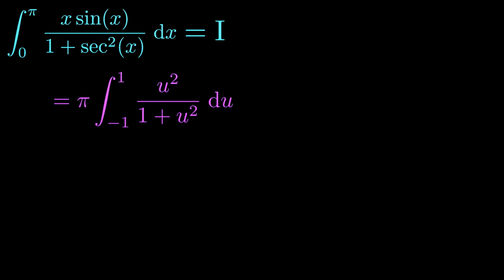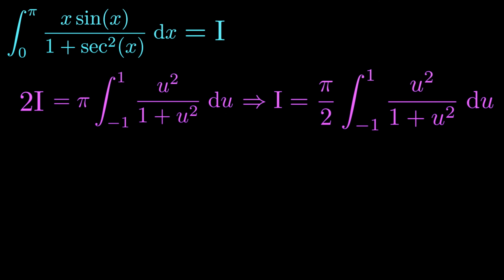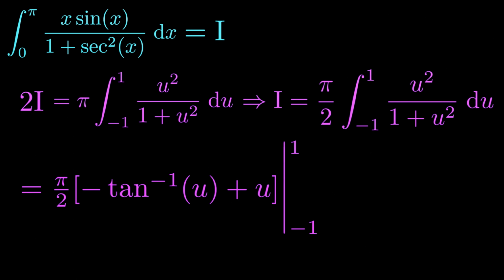Now remember, this integral is equal to 2I, so we can divide by 2, so we have I is equal to pi divided by 2 multiplied by the integral from minus 1 to 1 of u squared divided by 1 plus u squared du. And this is a pretty simple integral to evaluate. We have pi divided by 2 multiplied by minus inverse tangent of u plus u, and if we evaluate what we have inside the square brackets at the limits of integration, we get the following answer: minus pi squared plus 4 pi divided by 4.